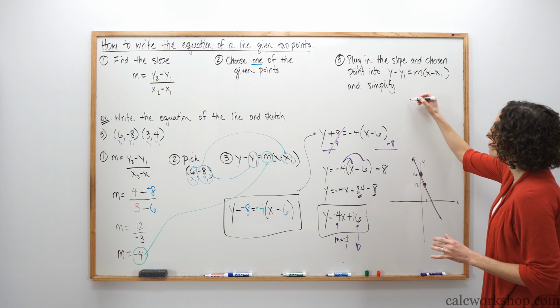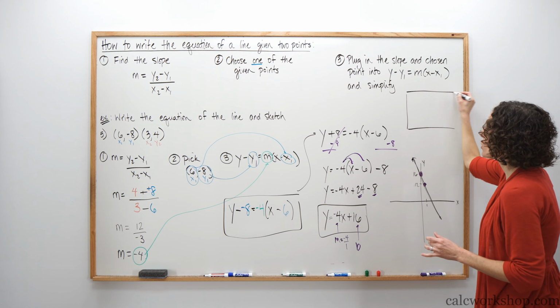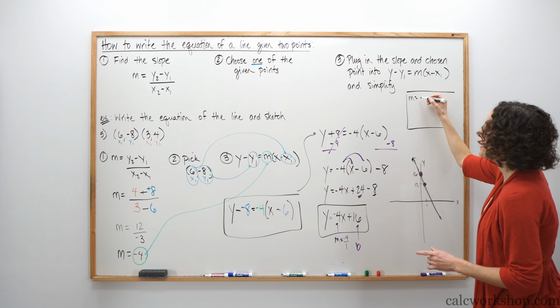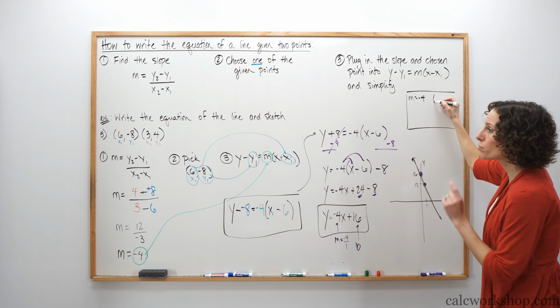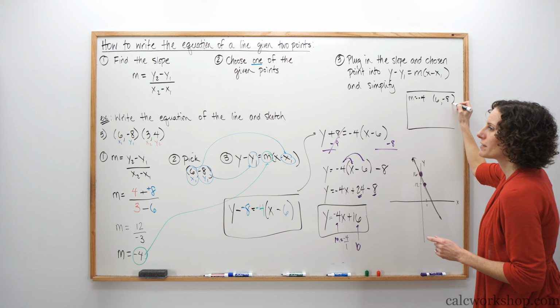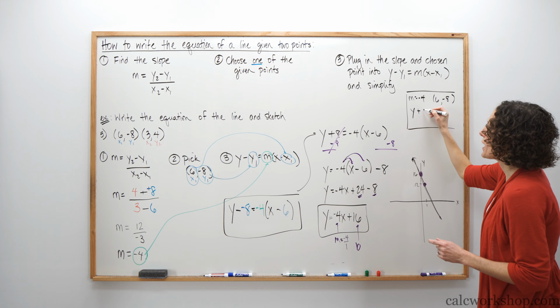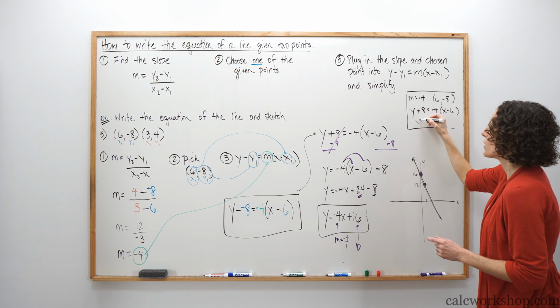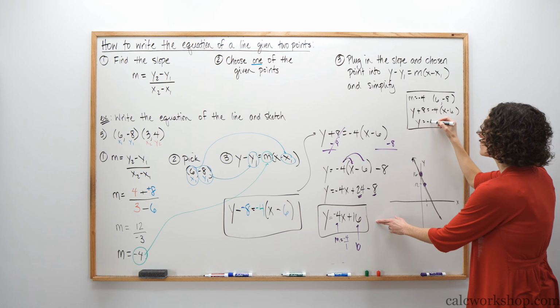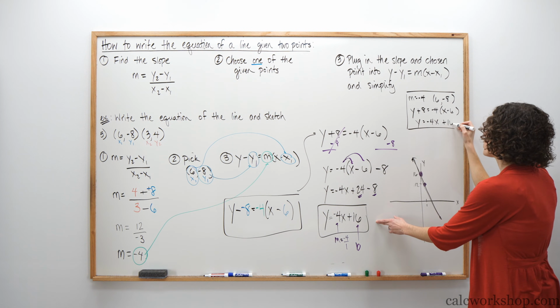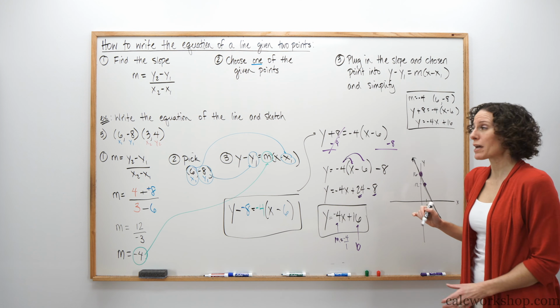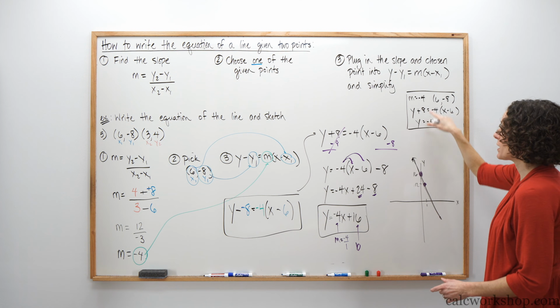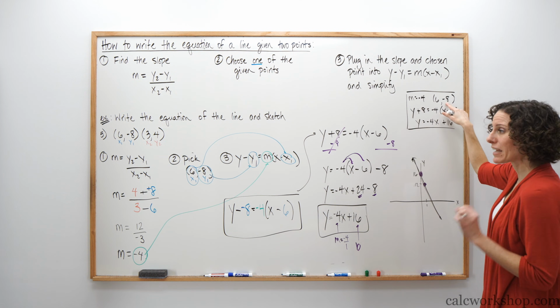So I'm going to quickly write this over here. If we chose m equals -4, and we chose the point (6, -8), we got y plus 8 equals -4 times (x minus 6), and simplified it to y equals -4x plus 16 in slope-intercept form. So we have point-slope form and slope-intercept form, given the slope and that given point.